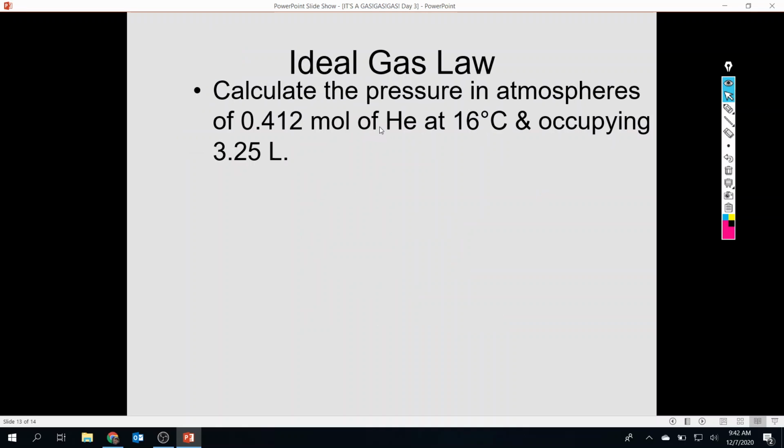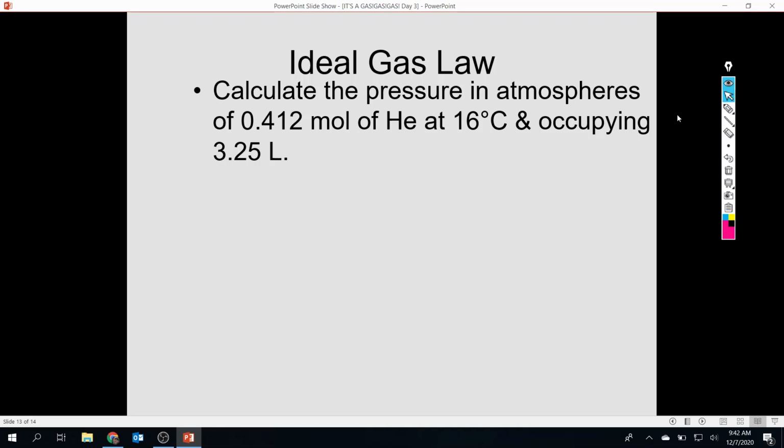All right, so let's use the ideal gas law. Remember, the time when you're going to use the ideal gas law is if you have a gas that is only at one set of conditions. If you have multiple sets of conditions, then you should use the combined gas law or one of the other individual gas laws.